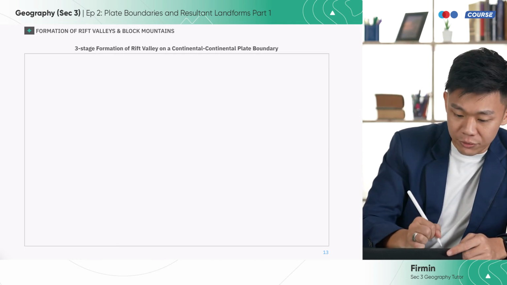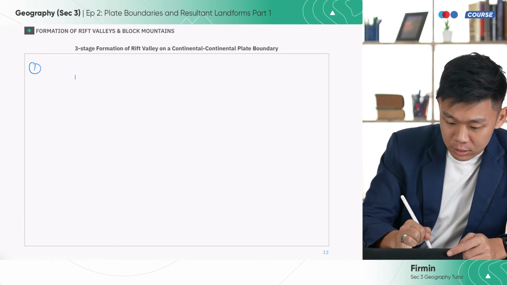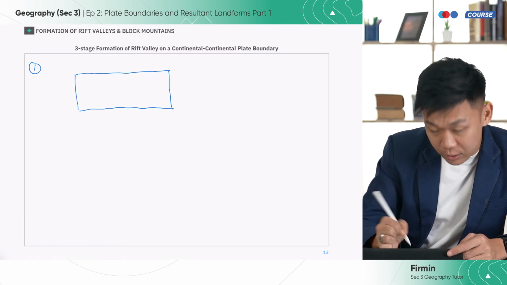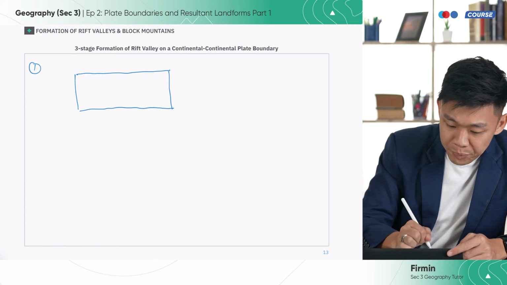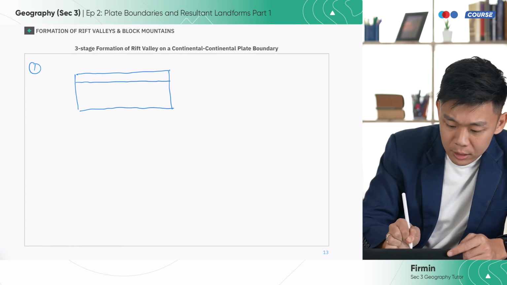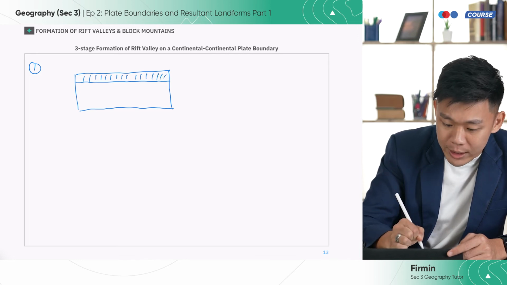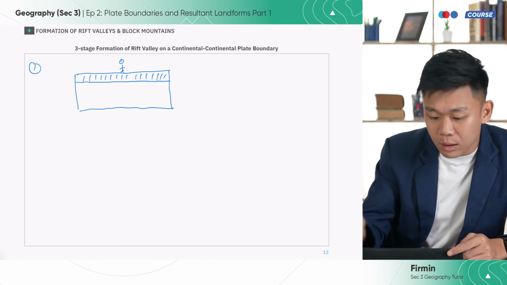First and foremost, in the first diagram, we will draw like this. This is your crust. This part here is where you stand. I'm standing here.